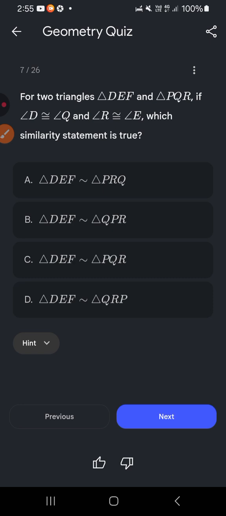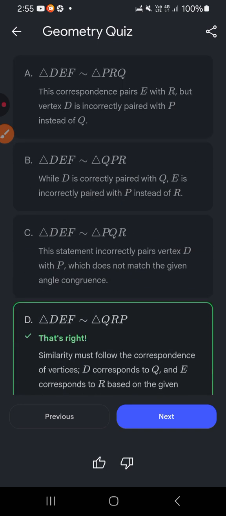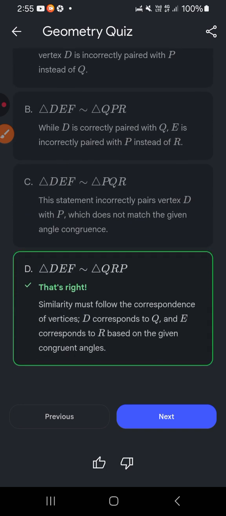For two triangles, triangle DEF and triangle PQR, if angle D is congruent to angle Q and angle R is congruent to angle E, which similarity statement is true? Correct answer D. D corresponds to Q and E corresponds to R based on the given congruent angles.